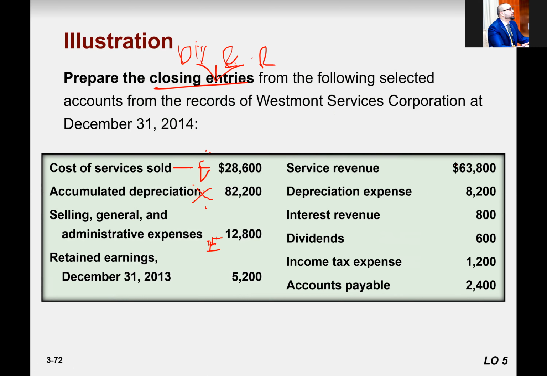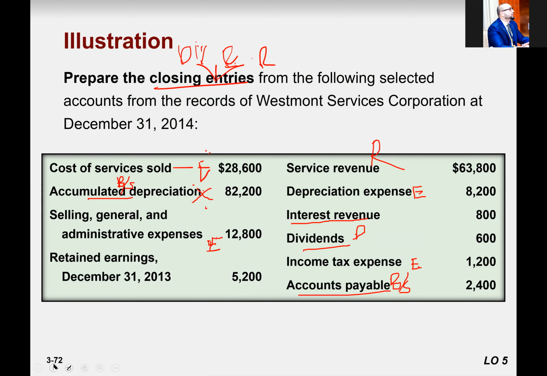Service revenue, part of revenue. Depreciation expense, this is part of expense, because the accumulated depreciation is shown on the balance sheet, right? Interest revenue, revenue. Dividends, part of dividend. Income tax expense, part of expense. Accounts payable, balance sheet item. We ignored that one first.